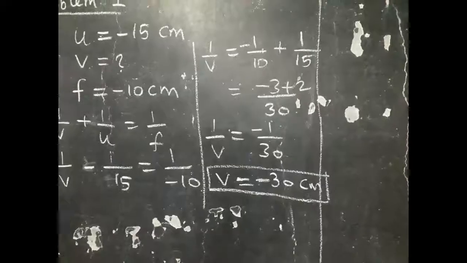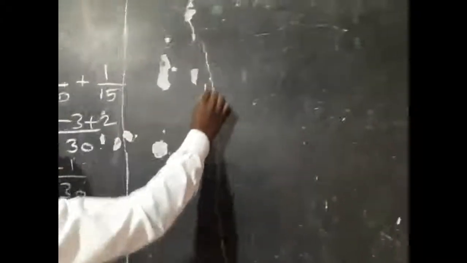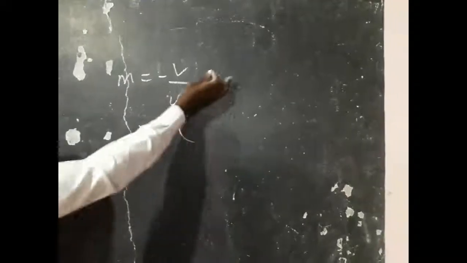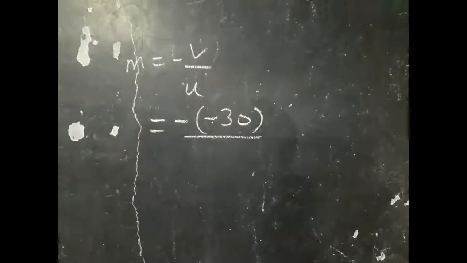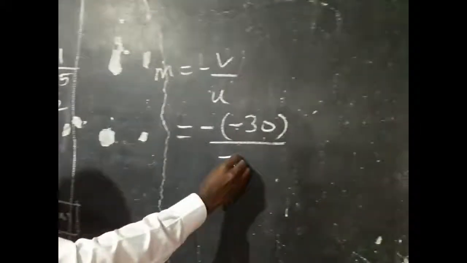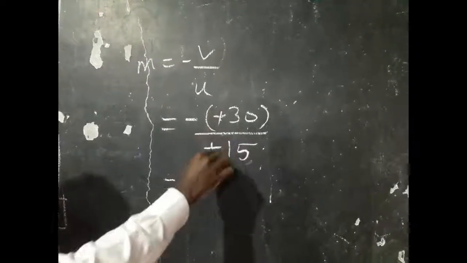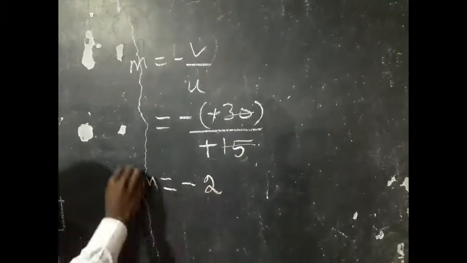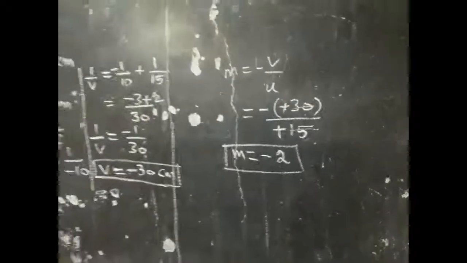We have to calculate the magnification. The magnification m is equal to minus v by u. So minus, what is v? v is minus 30, and u is given as minus 15 centimeter. So minus minus gives plus, and the result is minus 2. So the magnification will be minus 2.